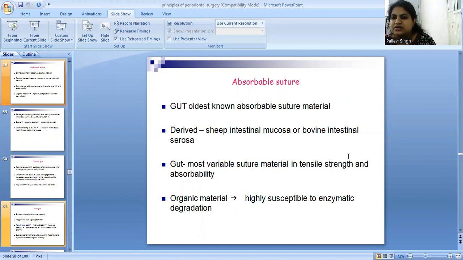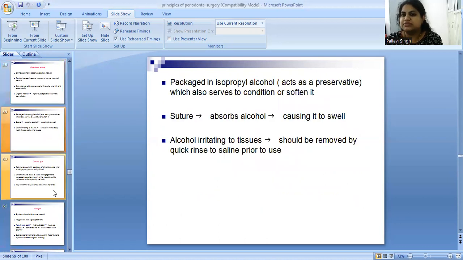It is an organic material, highly susceptible to enzymatic degradation. Since it is composed of organic material, it can be easily lysed by our body enzymes. It is packaged in isopropyl alcohol, which acts as a preservative and also serves to condition and soften it. When exposed to alcohol, the suture material tends to absorb the alcohol, and by absorbing alcohol, it tends to swell. Alcohol can be irritating to the tissues, so it should be removed by a quick rinse in saline prior to use.